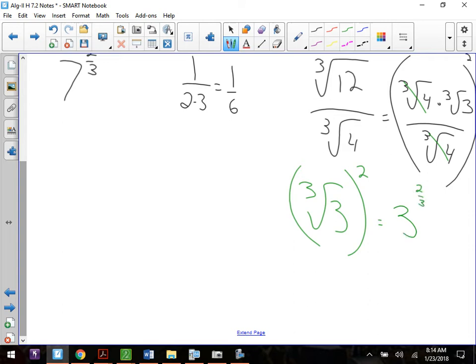Every once in a while, you'll see a division problem like that where you can simplify out 4s and 3s and stuff. It happens pretty regularly. It's nothing too crazy. It's just one of those rules that works because it follows the same way that you did when you worked with square roots.